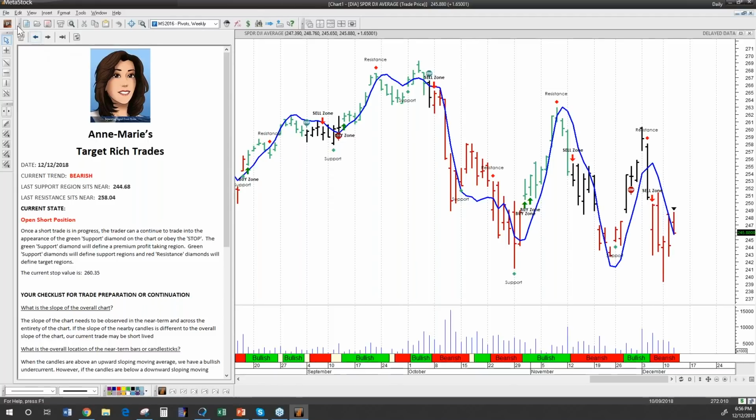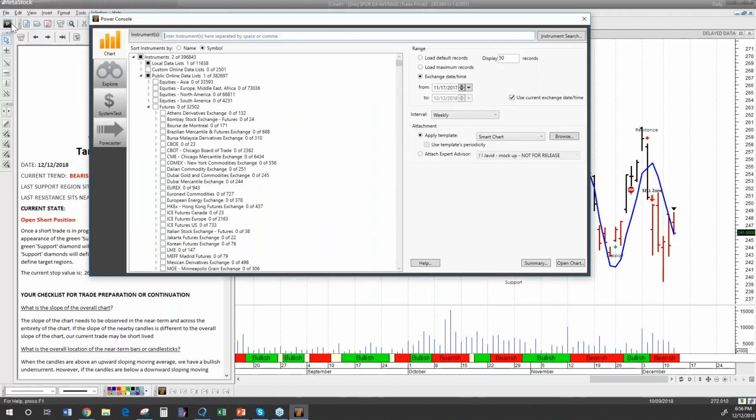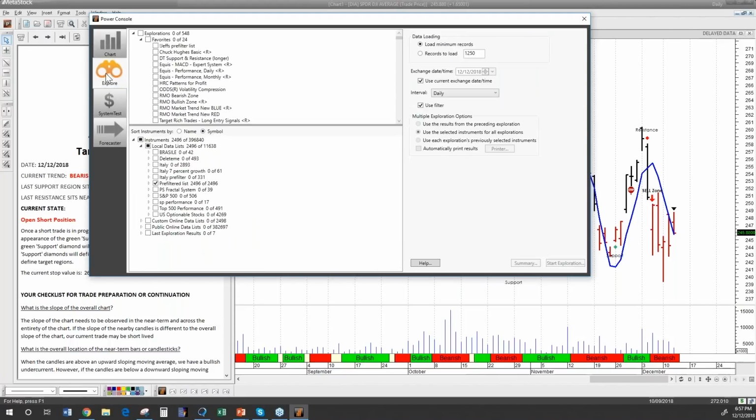So the way that works, I'm going to go ahead and click on the power console right here. And these are all of our power tools. You have a bit of a scanner right here. And I'm going to go ahead and click on that. I'll come down to the target rich trades, the long entry setup. And what I'm going to do is a very quick list today.